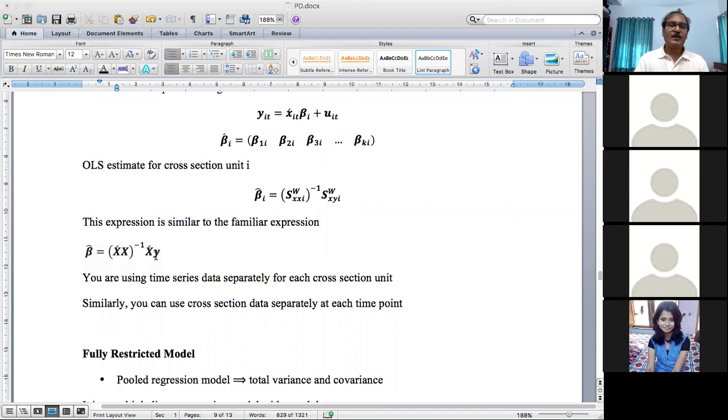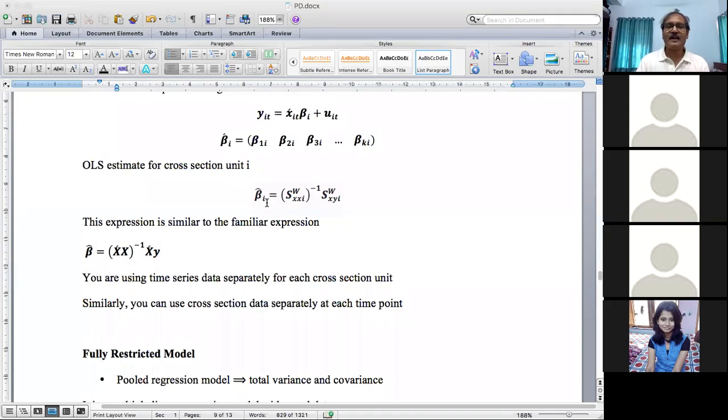So in this model, how many beta hats do you get? N number of beta hats. So beta 1 hat, beta 2 hat, beta 3 hat, and in this way we can get beta n hat. So how to get beta 1 hat? Just by considering the first column in your data matrix.